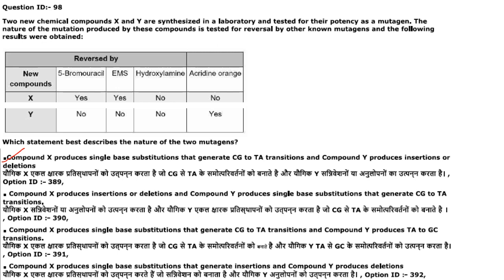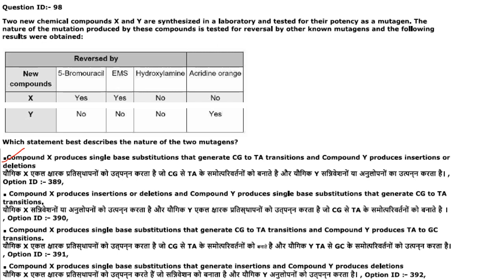So compound X, it is reversed by 5-bromouracil and EMS. And 5-bromouracil and EMS, they are known to cause transition. So X is a compound that produces transition. So Y, it is reversed by acridine orange. And acridine orange is known to cause frame shift mutation or insertion deletion mutation. So Y is a compound that produces insertions or deletions or frame shift mutations.